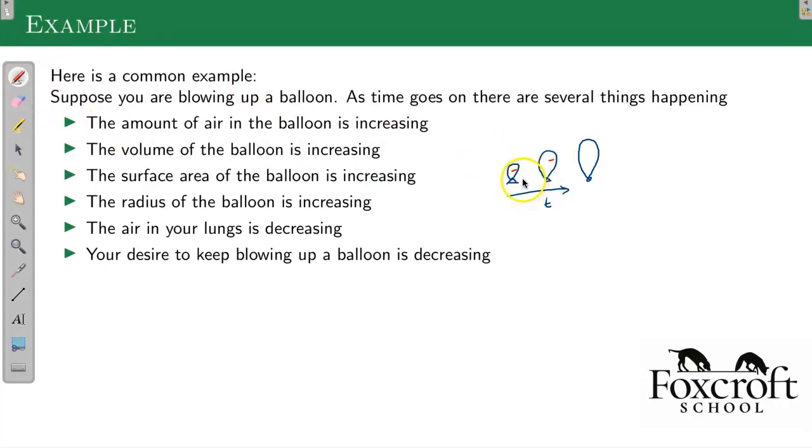The air in your lungs is decreasing. A lot of other things are increasing, but the air in your lungs, you're blowing the air into the balloon, so that's going down. And your desire to keep blowing up a balloon is also decreasing because you're getting tired of blowing up this balloon. So all these different quantities are either increasing or decreasing or changing, all by just this one scenario of putting air into a balloon over time.